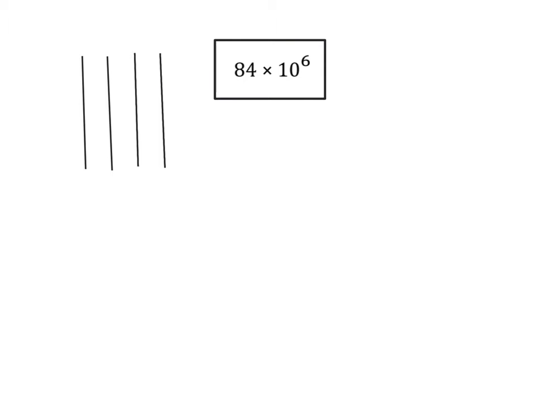This question here is currently not in standard form. Remember, this number needs to be between 1 and 10. So 84 in my place value table needs to become 8.4. So I move it across one space, which means I'm dividing by 10. I'm dividing by 10 here to get 8.4.